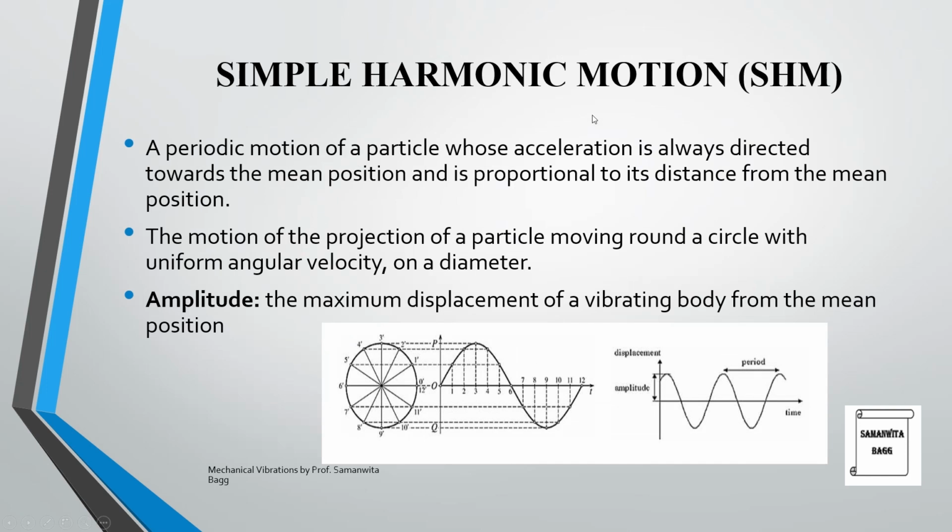Next we will see what is simple harmonic motion. It is called SHM. A periodic motion of a particle whose acceleration is always directed towards the mean position and is proportional to its distance from the mean position. Like we saw in the case of a pendulum, the pendulum moves from the center towards one extreme and then it is again directed towards the center. From the center it will go to the other end and again it is directed to the center. So this is called a simple harmonic motion. The motion of the projection of a particle moving round a circle with uniform angular velocity on a diameter.